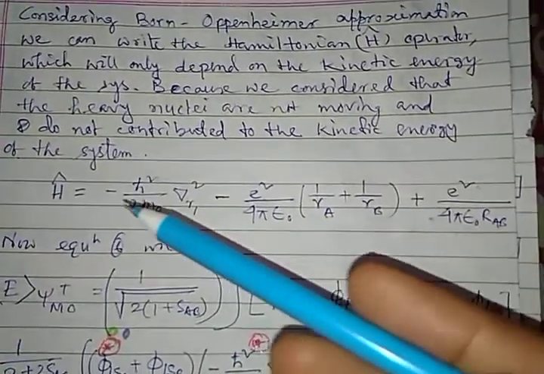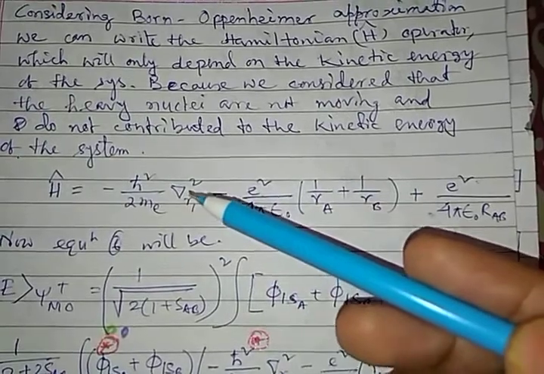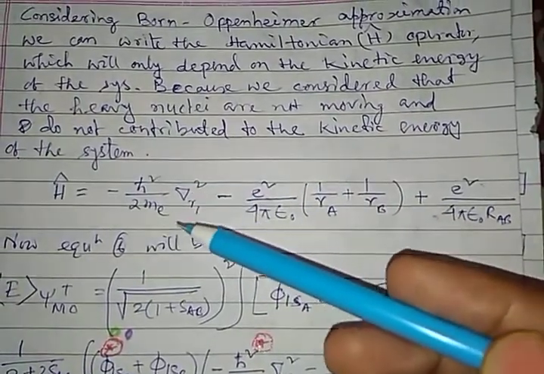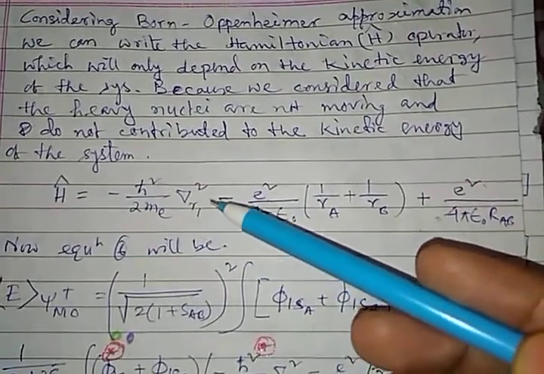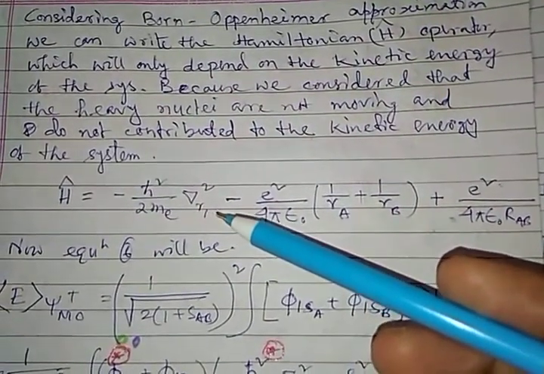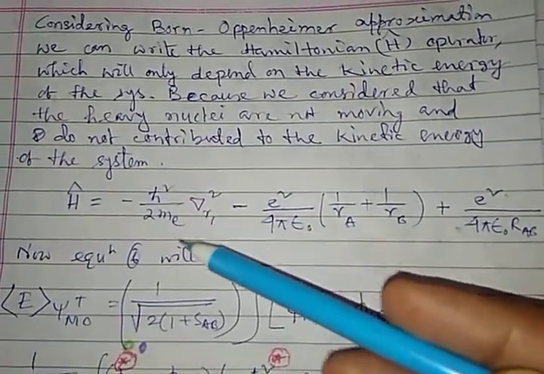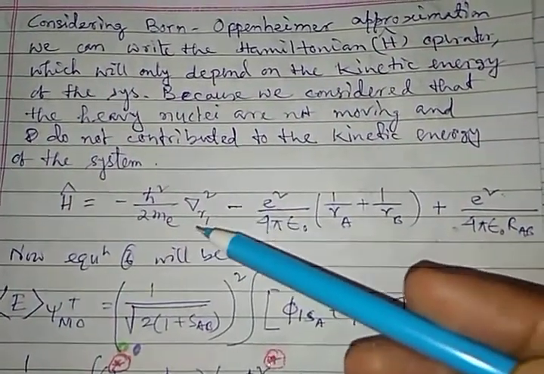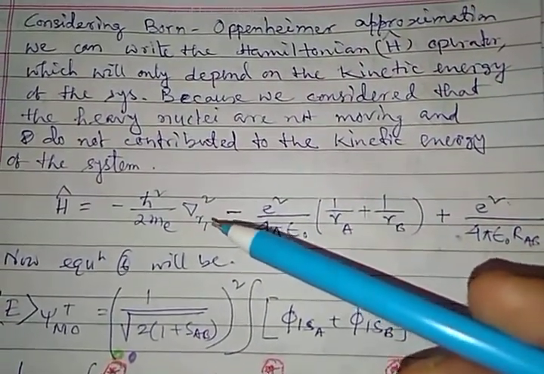So my Hamiltonian will be minus h cross square by 2me del r1 square. R1 is the coordinate for the electron, and this can be presented as r1x, r1y, and r1z if you wish. So the differential term contains three terms which are dependent on r1x, r1y, and r1z.